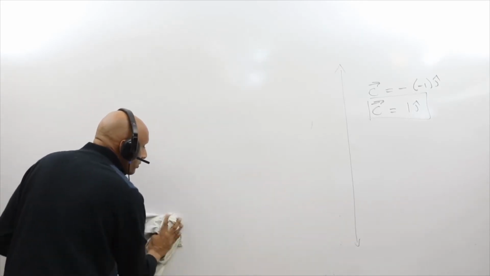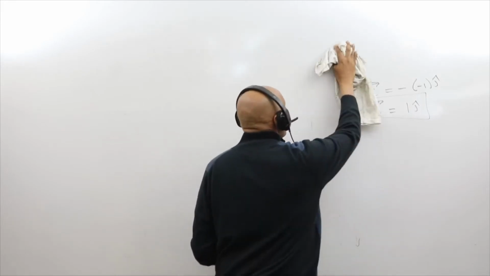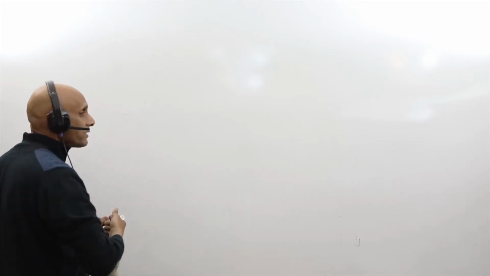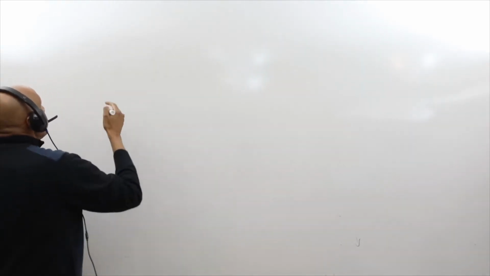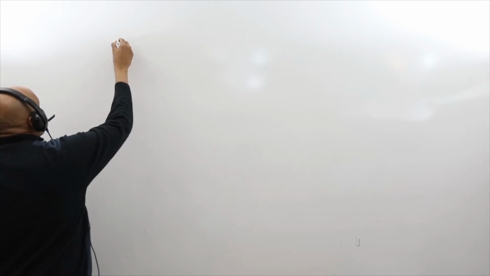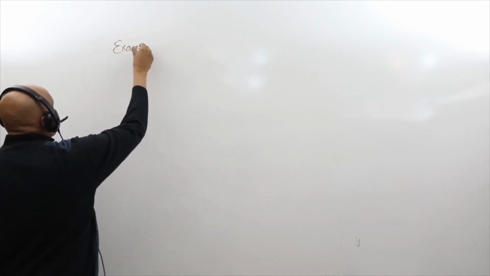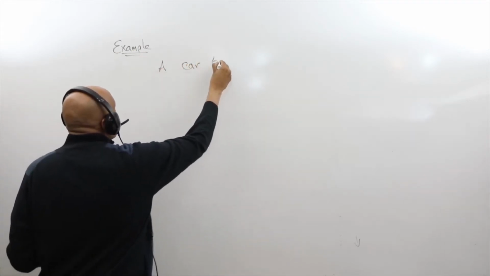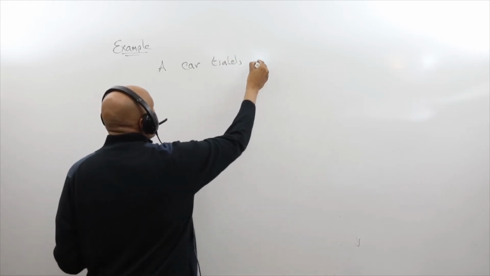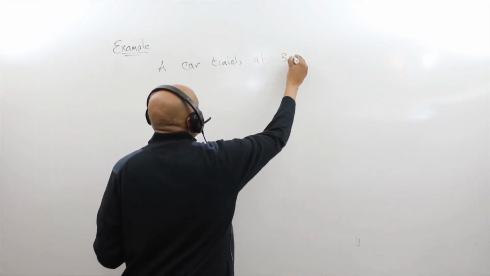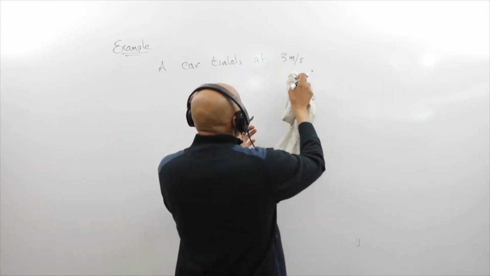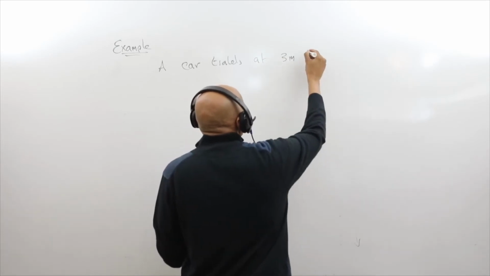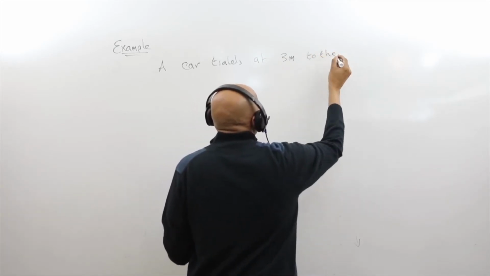So thus far, you probably learned acceleration and velocity and displacement. So let's do velocity. Imagine the following problem, and let's convert this into a physics problem. A car travels 3 meters east.